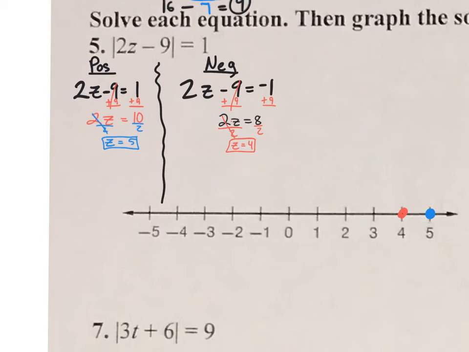So on the test, I'm not going to have you do this part, but I will have you give me both of these answers. You have to write both. If you give me one answer only, you're only going to get half credit because it's 2 answers that I need for this one problem.